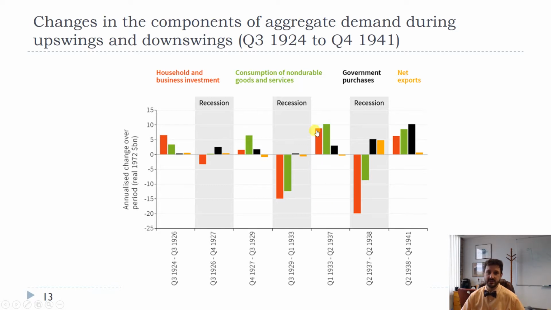Household and business investment recovered somewhat. Consumption of non-durable goods and services recovered. Government spending started contributing to real GDP growth. And things were looking better in 1937, but then we had another recession. And again, investment fell off, consumption fell off.